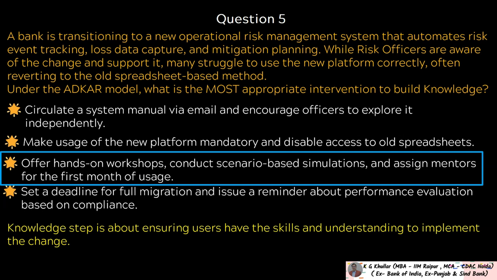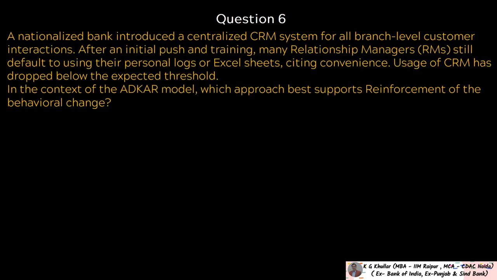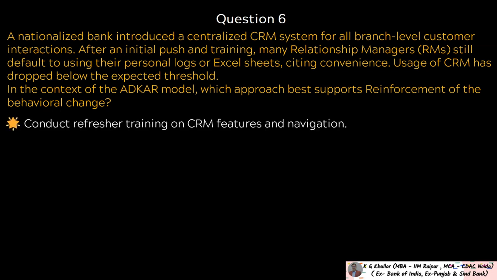So friends, finally we have reached the last question of the lecture, and the question goes like this. A national bank introduced a centralized CRM system for all branch level customer interactions. After an initial push and training, many relationship managers still default to using their personal logs or Excel sheets, citing convenience. Usage of CRM has dropped below the expected threshold. In the context of the ADKAR model, which approach best supports reinforcement of behavioral change? And these options are given to you.